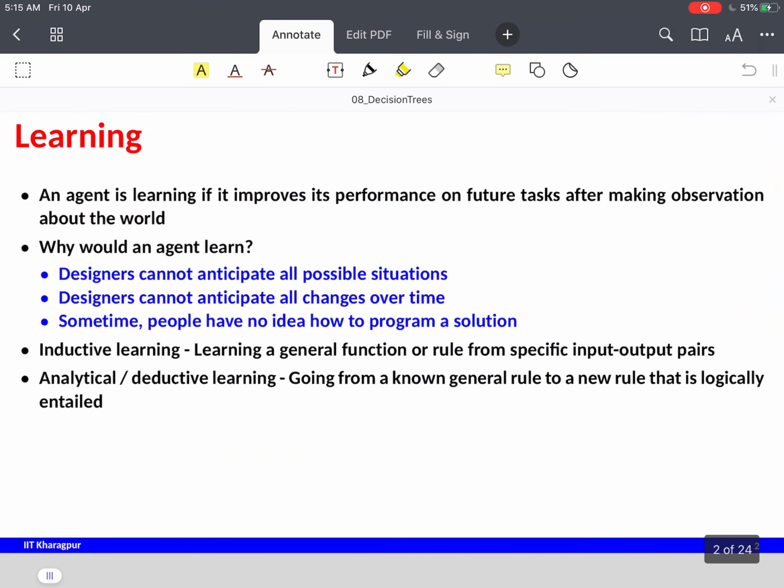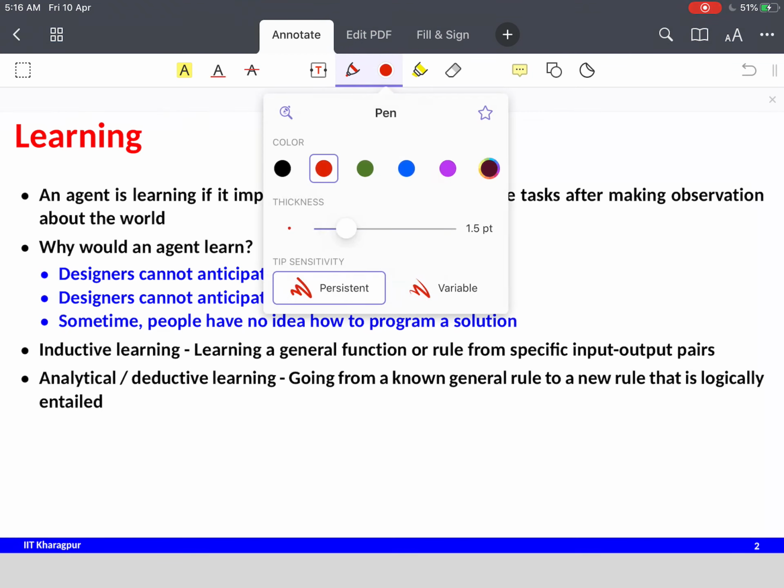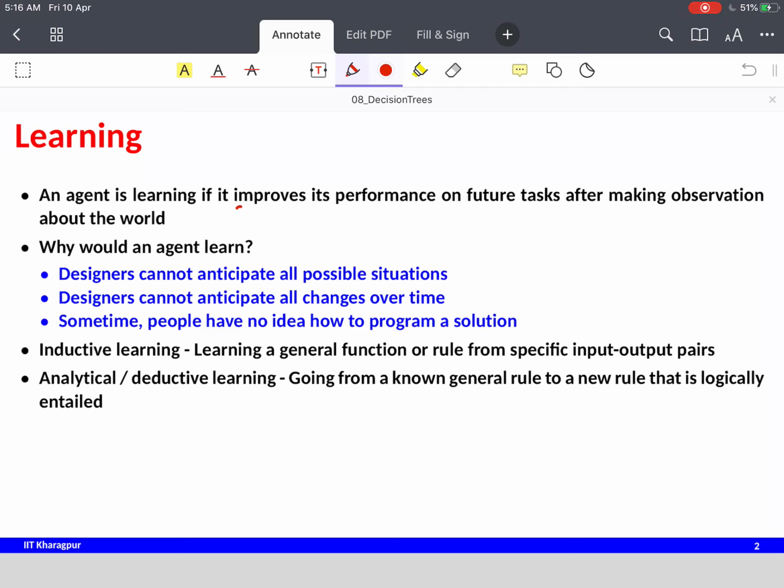So when you talk about this, the first thing we need to look into is what we mean by learning. Learning for an agent is required because we want our agent to be intelligent. And how can we say that the agent is actually learning? If it improves its performance on future tasks after making observations about the real world. So after looking into a set of observations, it will gradually learn, or it will gradually start predicting correctly.